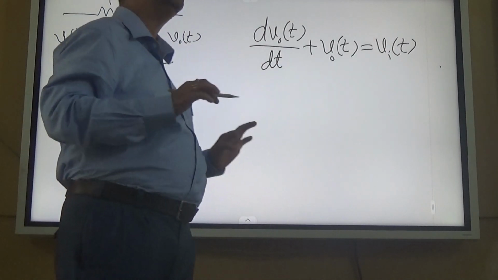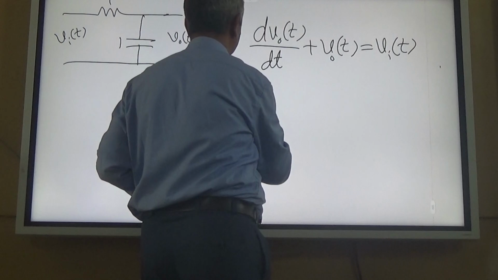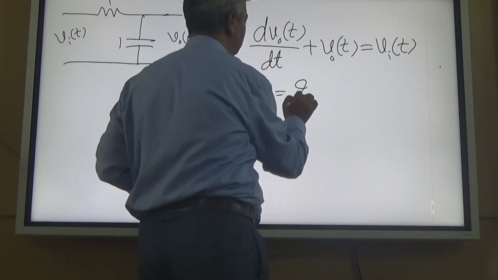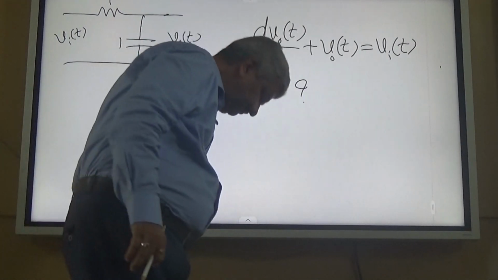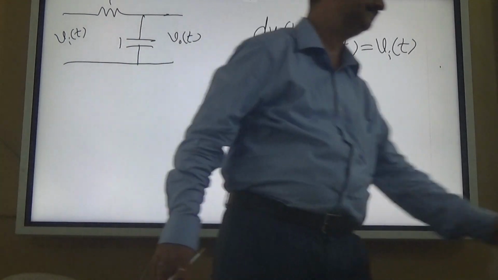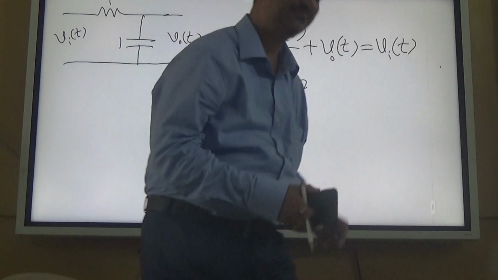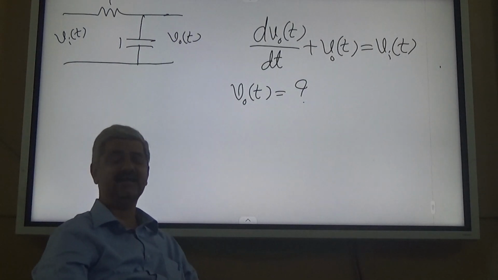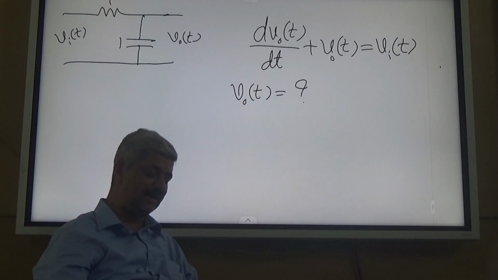Now tell me, what is vo(t)? Is the question clear? लक्षात आलं? या इक्वेशन मध्ये अननोन काही आहे का?